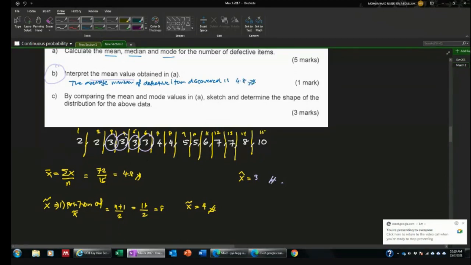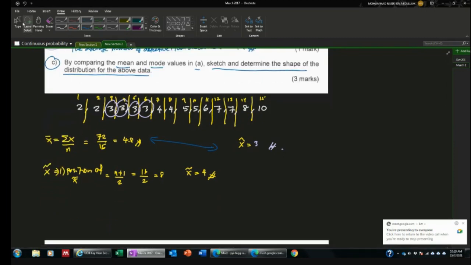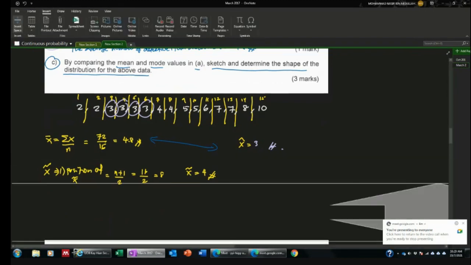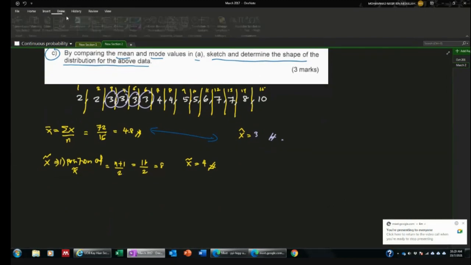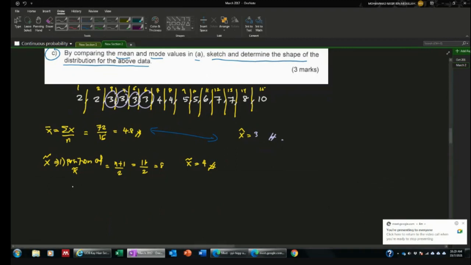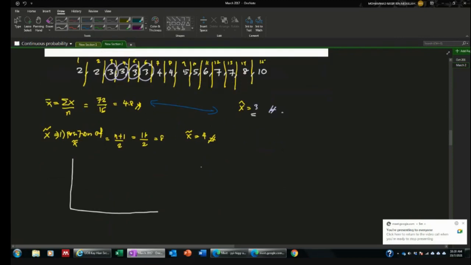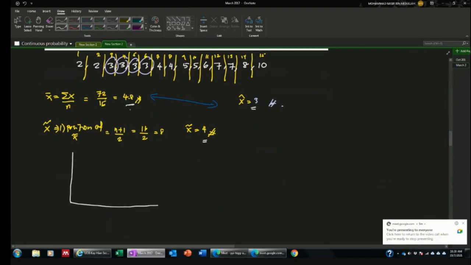Right? So C, by comparing the mean and the mode value in A, so mean and mode, so kita ada dua kat sini, right? Sketch and determine the shape of distribution for the data above. So now to sketch, what they expect in this question is they want you to show the distribution, either skewed to the right or skewed to the left or symmetrical distribution. Since mode is the smallest value, median is the next smallest, and mean is the larger.